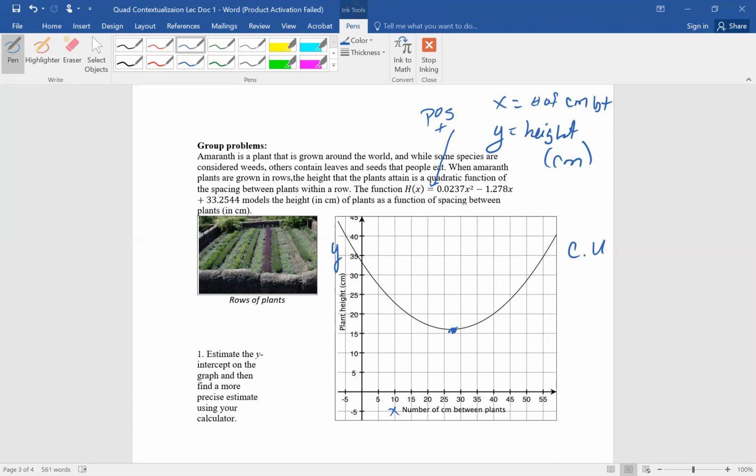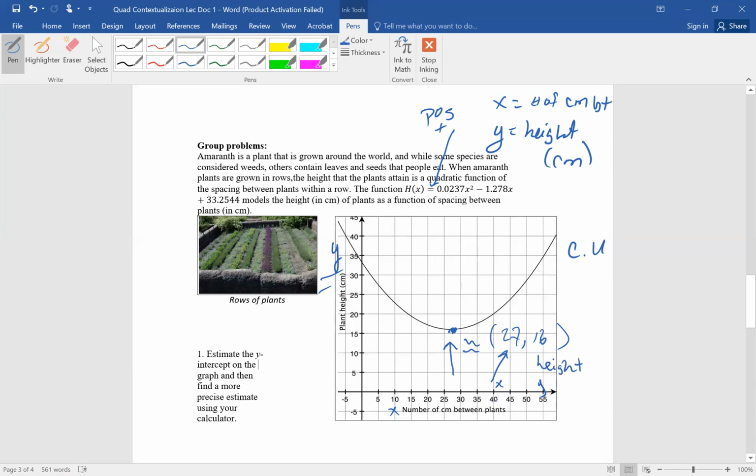So you've got some function. And notice, before we even get to questions, it looks like the number of centimeters here, we can estimate it to be approximately, what's your best guess, 27 comma maybe 16. So the height of the plant at 27, and this will be the question for you later, I want to know what stuff means. So at 27 centimeters between plants, that's the x, right? The height of the plant will be 16 centimeters.